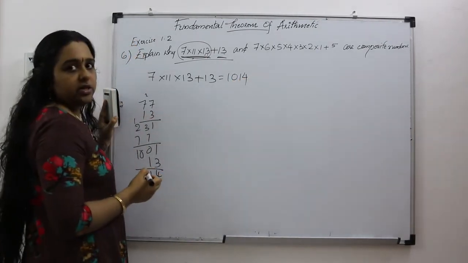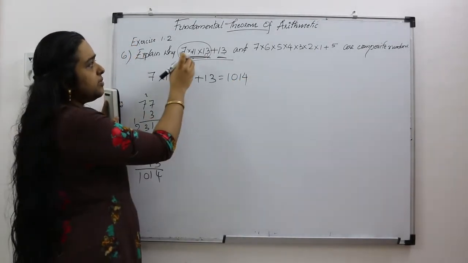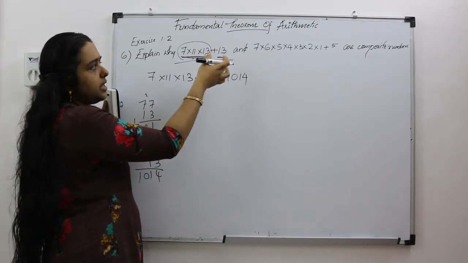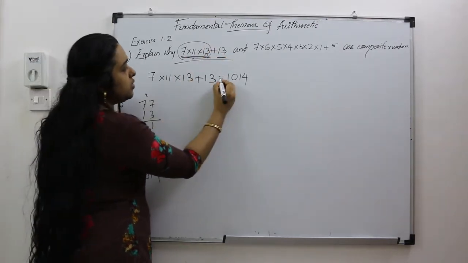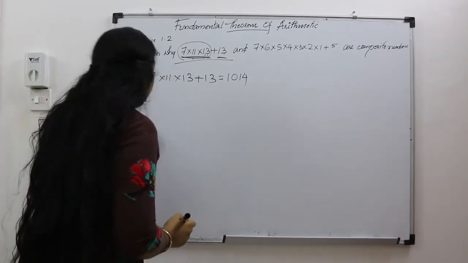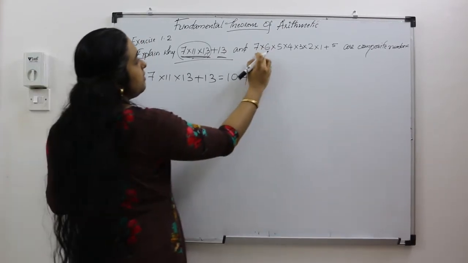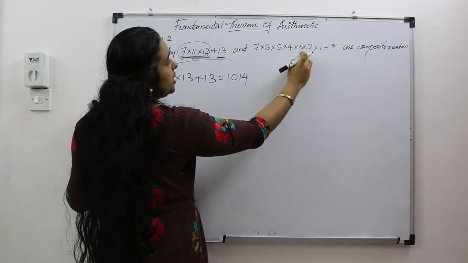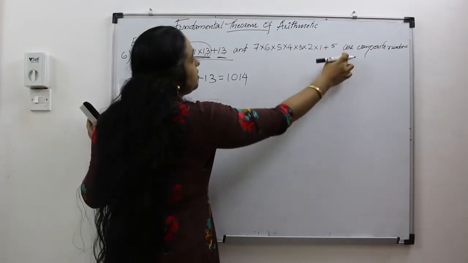Our first number is 1014. We have just multiplied the terms and we have done the addition also. So we will get 1014 as the first term. What will be the second term? 7 into 6 into 5 into 4 into 3 into 2 into 1 plus 5.